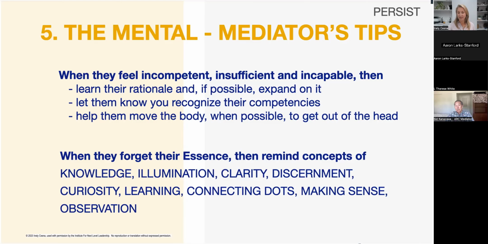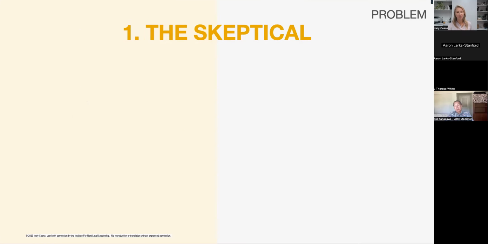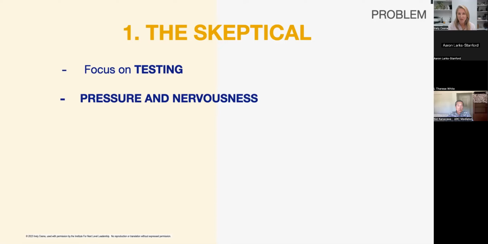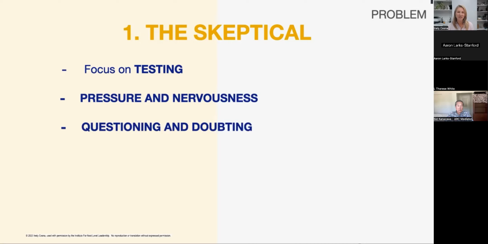All right, the next one is number 6. And I'm sorry, there's a number 1 here. It's a typo. This is number 6, which we call the skeptical. Very, very common, the skeptical in conflict. The skeptical is the one that is testing what's happening. It's asking a bunch of questions. There is a kind of pressure and nervousness in them. Of course, every time we are in conflict, we are probably feeling some level of pressure and nervousness. But there is that questioning, that doubting. It's like they can never truly believe what you're saying.